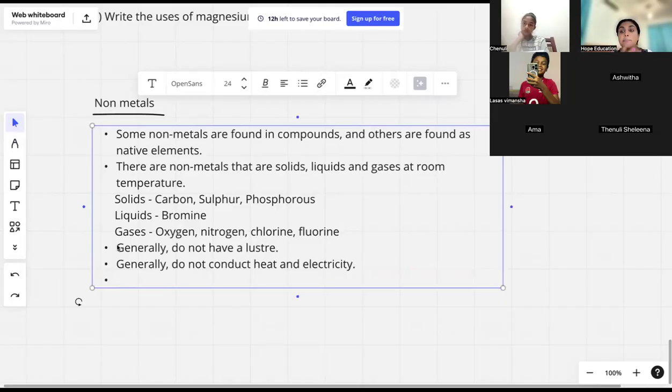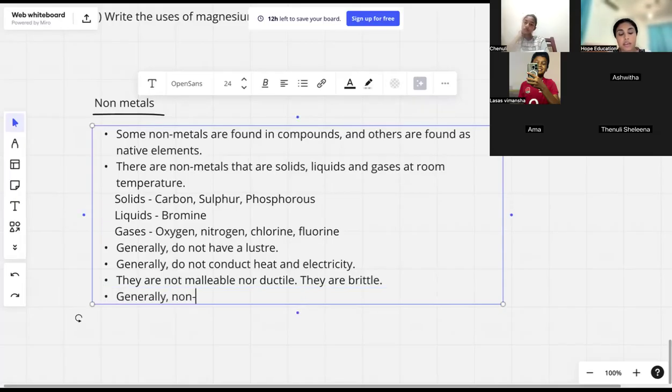Then we said metals are malleable and ductile. Malleable means we can hammer them and make them into sheets. Ductile means we can make wires from them. But non-metals, we can't do that, so they are not malleable nor ductile. They are actually brittle. Brittle means that if you hit it with a hammer it shatters into pieces rather than flattening. Glass breaks like that. Brittle means that, right?